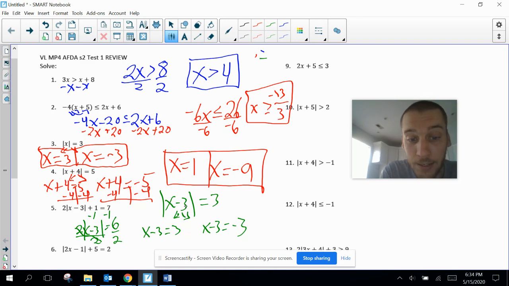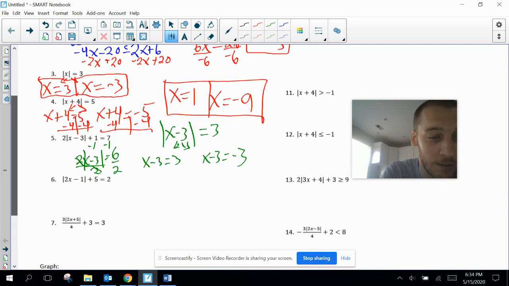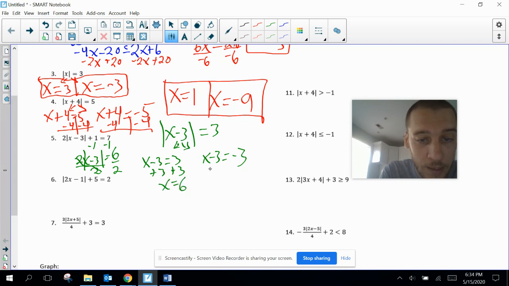So what's on the inside is always staying the same. This x minus 3 stays the same on both the splits. It's what's on the right side that's going to change signs. And now I just solve this by adding 3 on both sides. And we get two answers, x equals 6 and x equals 0.